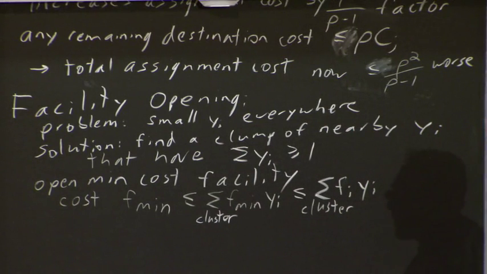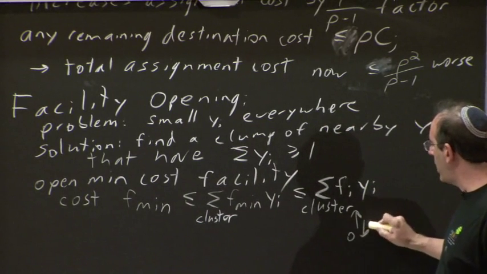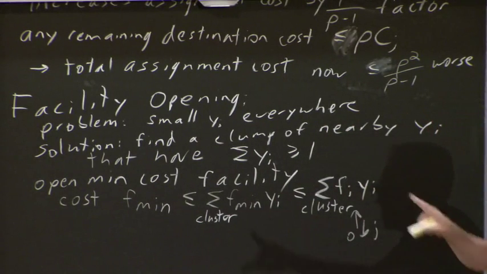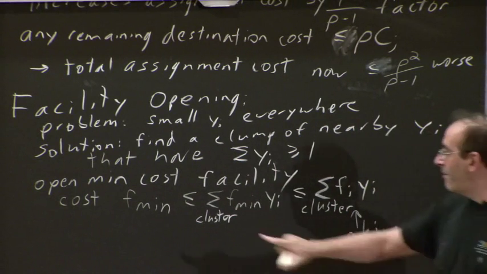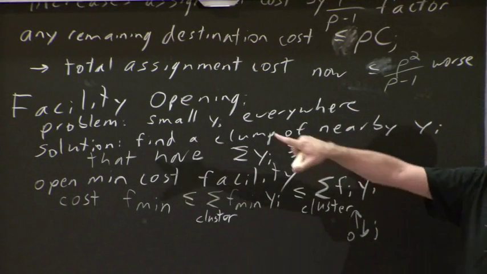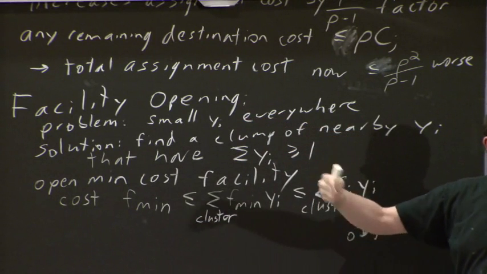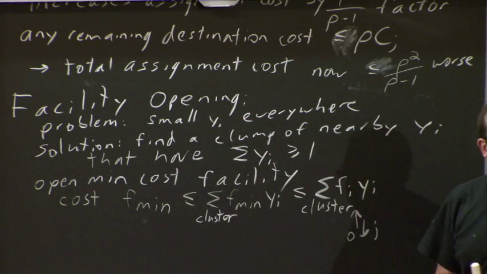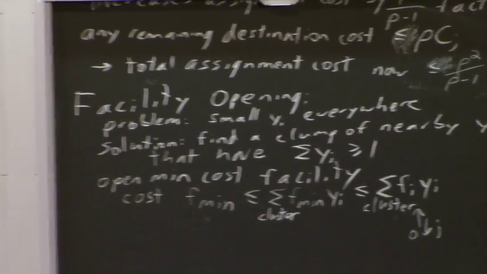Okay. Now, why is that a good thing? Well, this is the contribution of this cluster to the fractional objective, right? So if my cost of opening is less than what the optimum solution is talking about opening, then I'm doing a good job of keeping my cost close to the optimum cost. Okay. So now we're almost done.